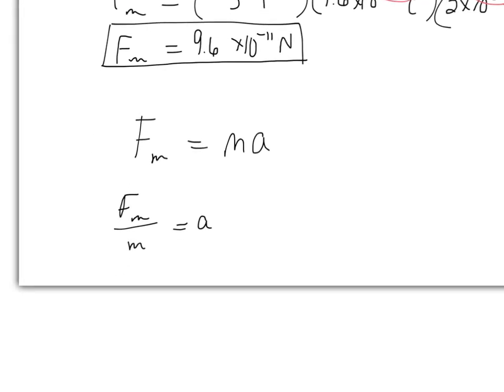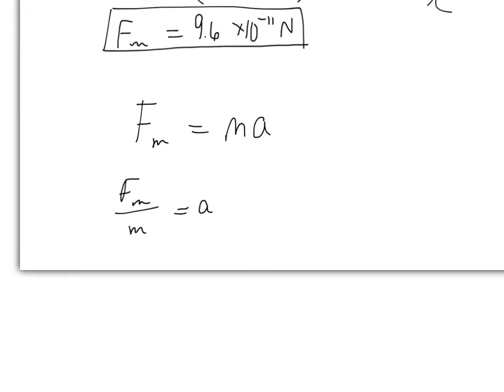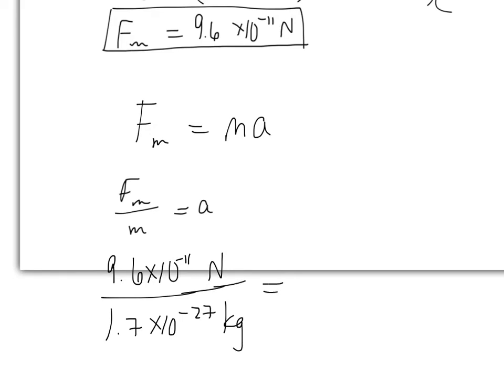1.67262. Can you read the number or no? 1.78 times 10 to the negative 27. 1.7 times 10 to the negative 27. And the numerator is 9.6 times 10 to the negative 11. We have newtons over kilograms, thus giving us acceleration.